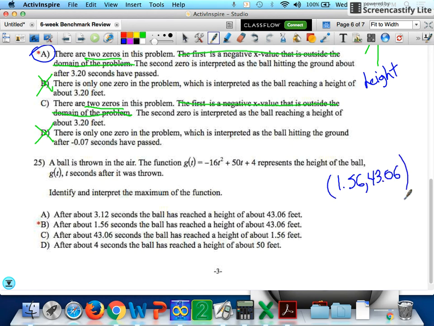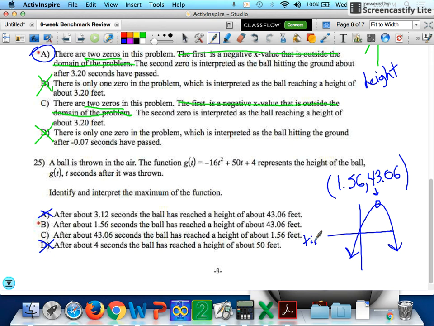But just having those numbers alone doesn't tell us the maximum. You'll notice it knocks out A and it knocks out D. But look, 1.56, 1.56, 43.06, 43.06. They have the same numbers, so we have to interpret what that maximum means. Well, here's our graph again. Our parabola doesn't really look like that on our calculator, but that's what a parabola looks like, and our highest point is 1.56, comma 43.06.